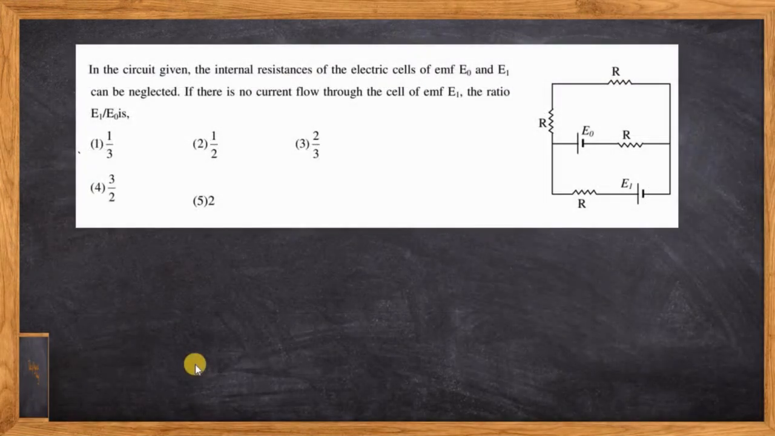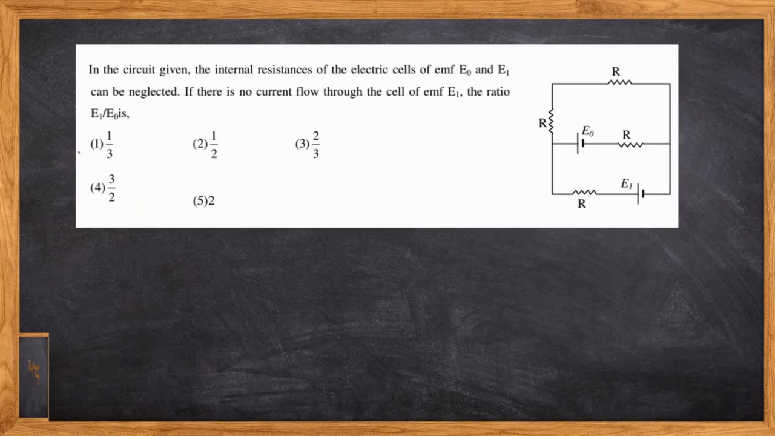A quick question. Let's try this current electricity question. Let's read it. In the circuit given, the internal resistance of the electric cells of EMF E0 and E1 can be neglected. There is no current flow through the cell of EMF E1. The ratio of E1 and E0 is? Basically, it's a current electricity question.